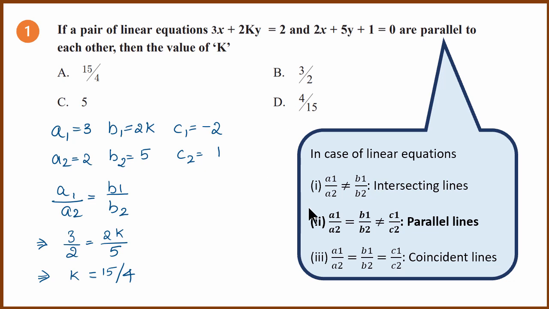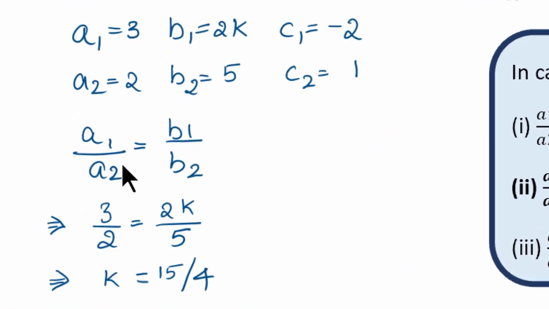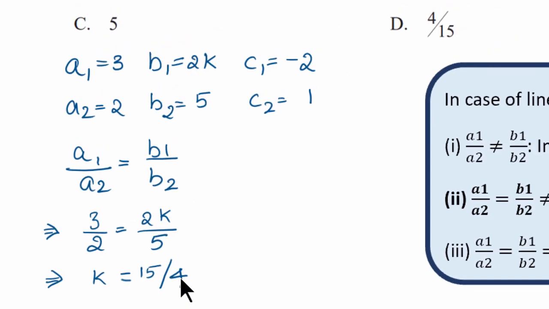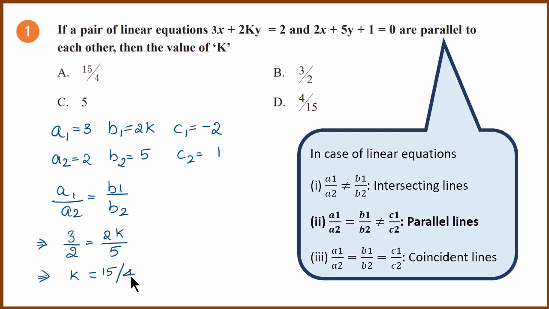Then we know that for parallel lines ಗೆ a1 by a2 equals b1 by b2. ಅದನ್ನ ಬರ್ಕೊಂಡಿದ್ದೀವಿ. ಆಮೇಲೆ we will substitute the values. So a1 ಏನು 3, a2 is 2, so 3 by 2. b1 ಏನು 2k, b2 5, so 2k by 5. So when we solve this, what do we get? k equals 15 by 4. 5 times 3, 15, 2 times 2, 4. Correct answer is A.